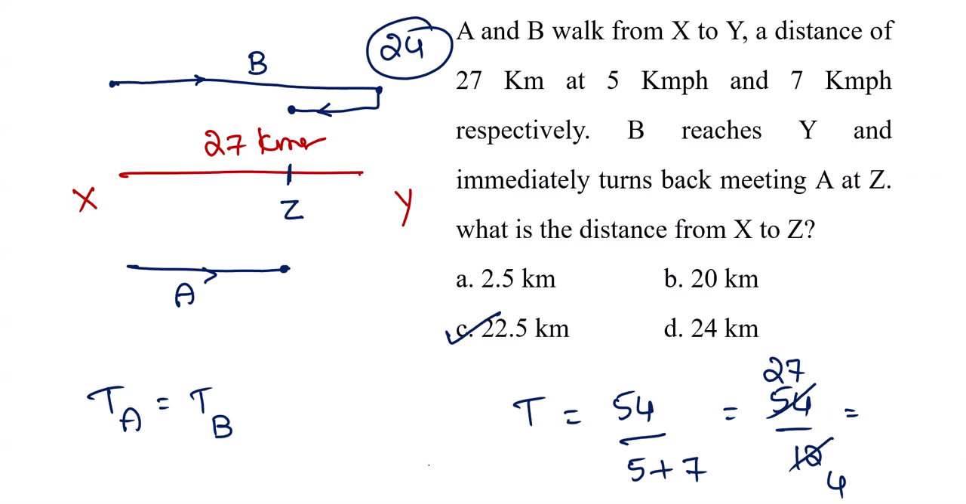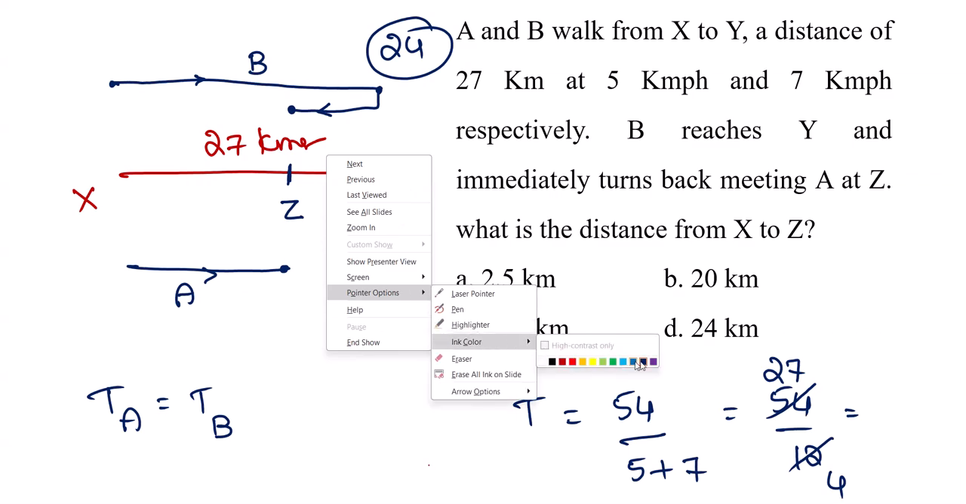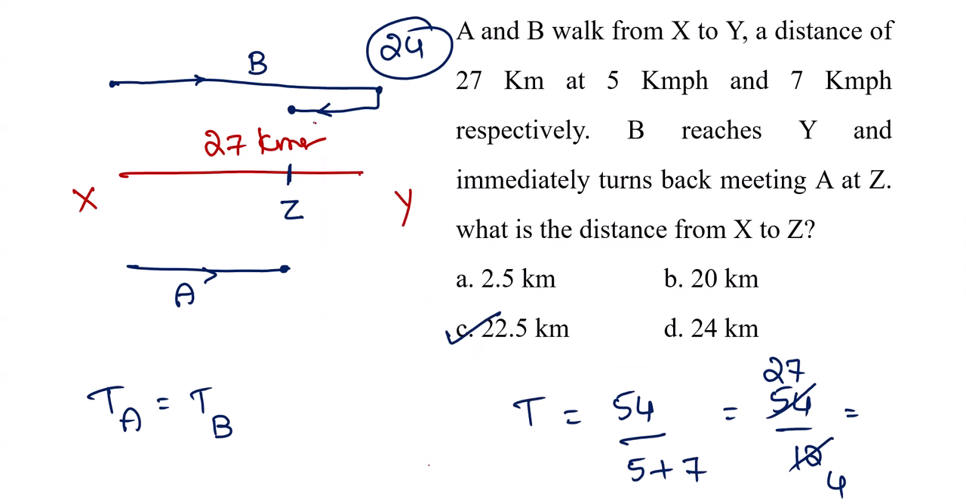This is regarding timing only. Then they're asking regarding distance. Okay, we'll map it. So what we get here is 54 kilometers. How 54? See, B traveled 27 plus something extra. Let's say that extra distance is x kilometers.